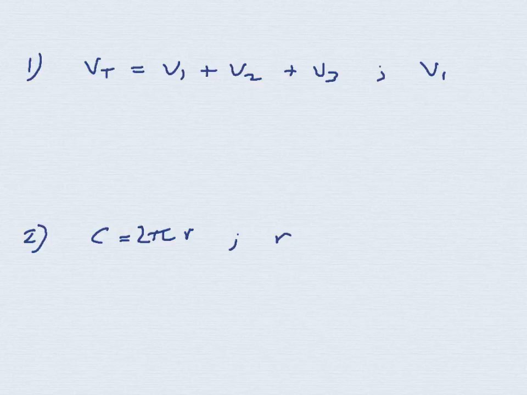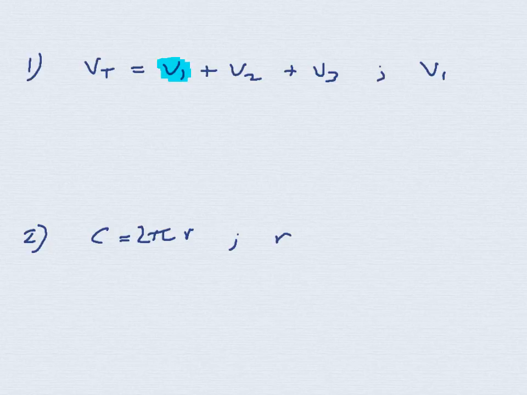This video is going to cover the practice questions at the back of booklet 4, literal equations or rearranging formulas. Number 1 is asking you to rearrange the equation for V1. So right now the question says V total equals V1 plus V2 plus V3.